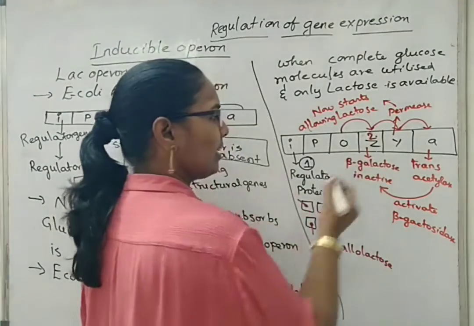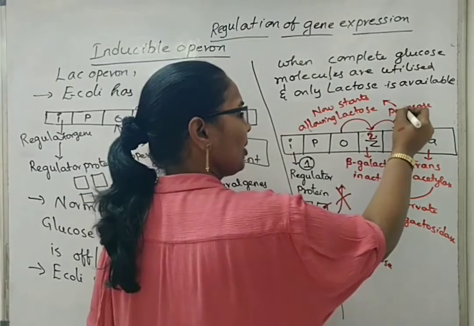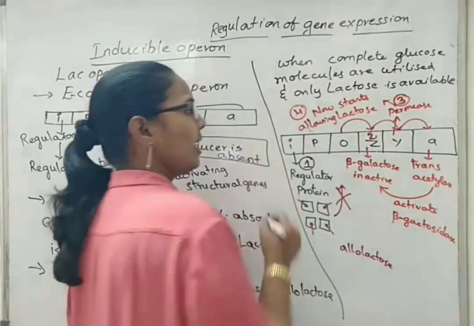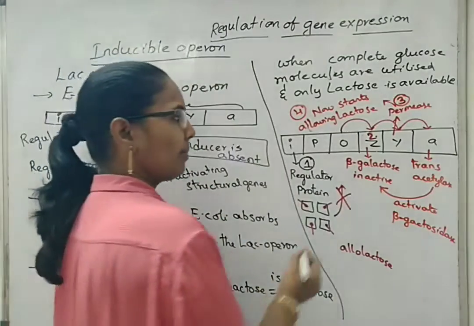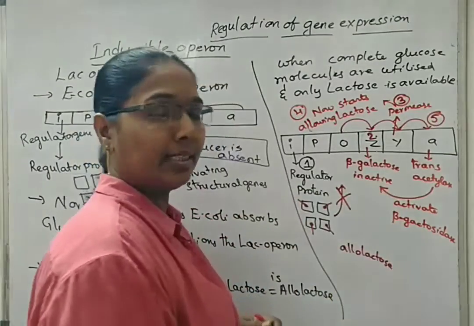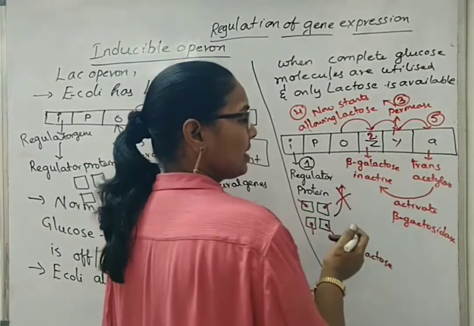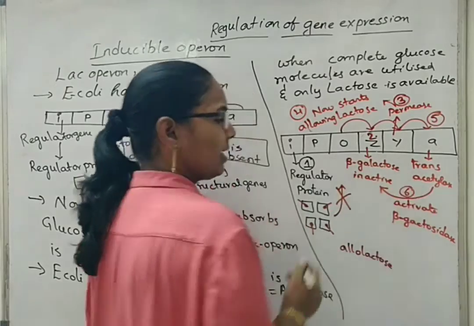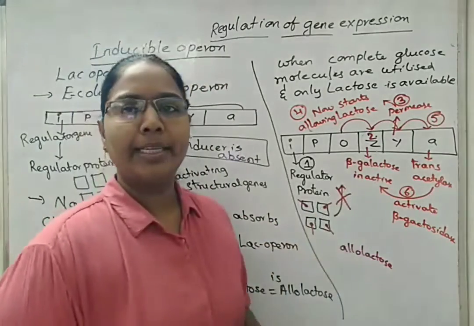This happens for the second time. Next, the step is production of the permease. Fourth function is permease allowing lactose molecules into the body. Next function is activating. We cannot say next, we have to say simultaneously. It is activating the trans-acetylase, the A gene, to produce trans-acetylase. Next, this trans-acetylase, finally it will activate the beta-galactosidase.